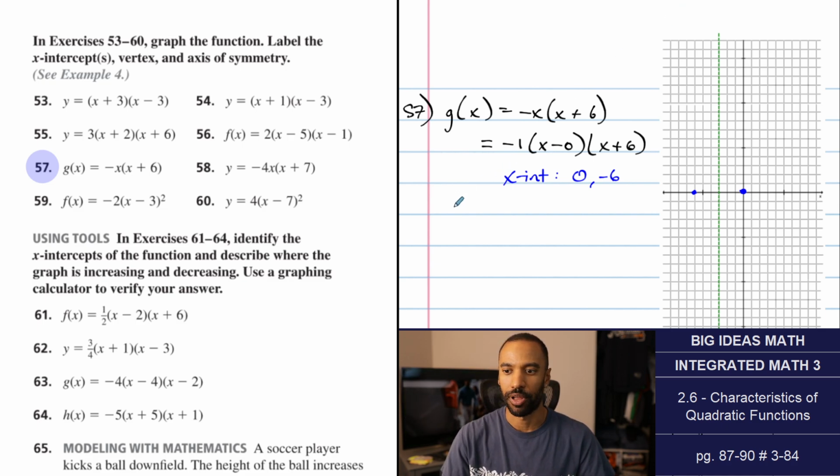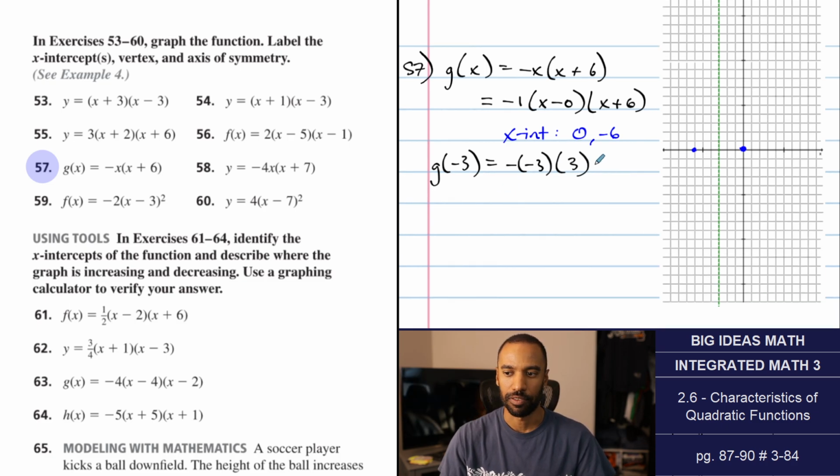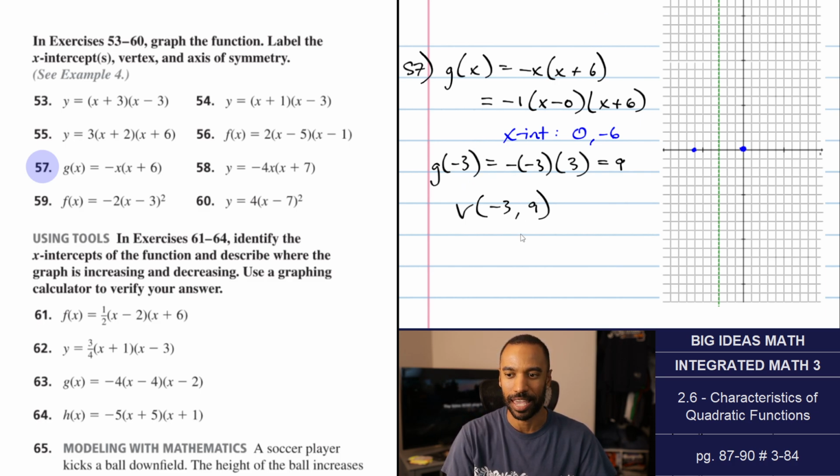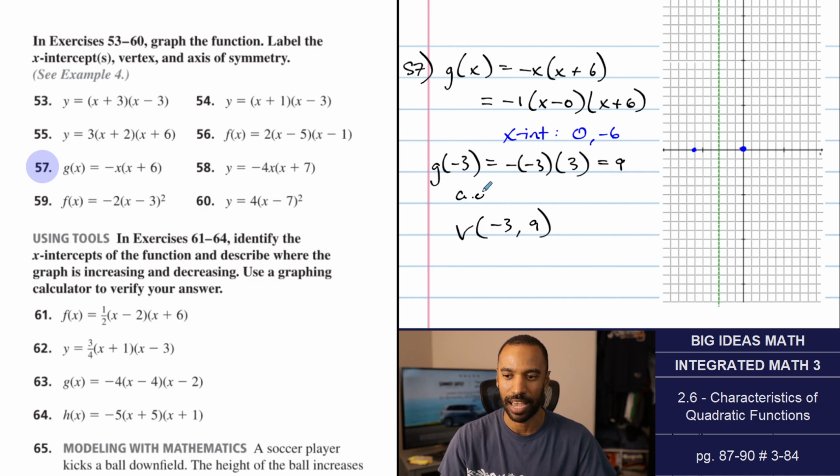But I will have to plug in negative 3 into here. G of negative 3 is opposite of negative 3 times, what's negative 3 plus 6? Positive 3, right? These should be opposites. And that'll give you 9. So you got a vertex of negative 3, I forgot what the x was because I didn't write it. I still do have to write it even if I don't calculate it. So the vertex is negative 3 and 9. Axis of symmetry is x equals negative 3. I did skip a step.